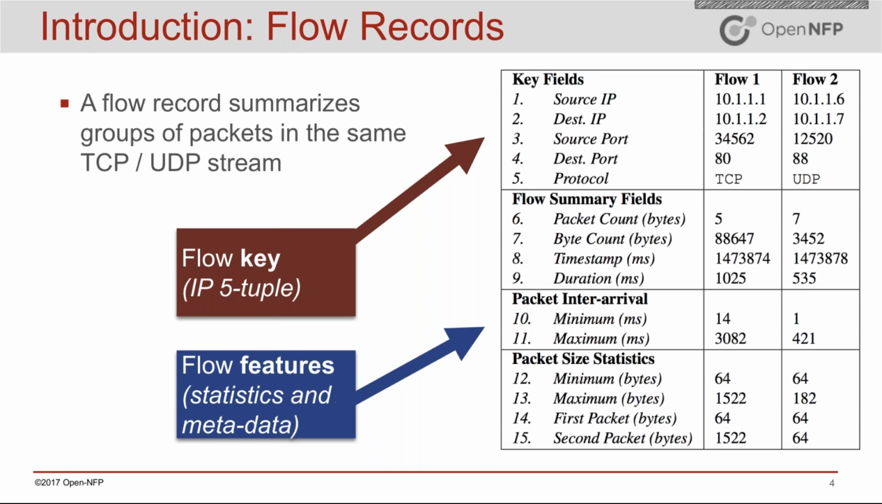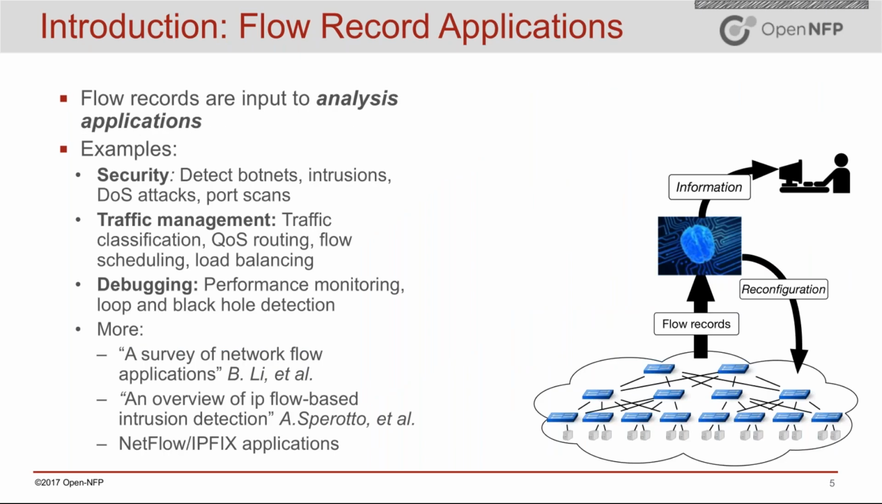So what do you actually do with flow records? Well, ultimately flow records are basically input to analysis applications. There's some monitoring infrastructure on your network that produces these flow records based on the traffic and the links that you're monitoring. And it provides these flow records to analysis applications that go through and analyze the flow records for things like security or traffic management or debugging.